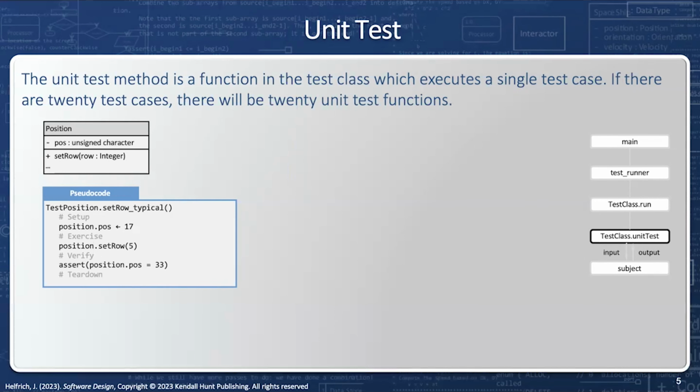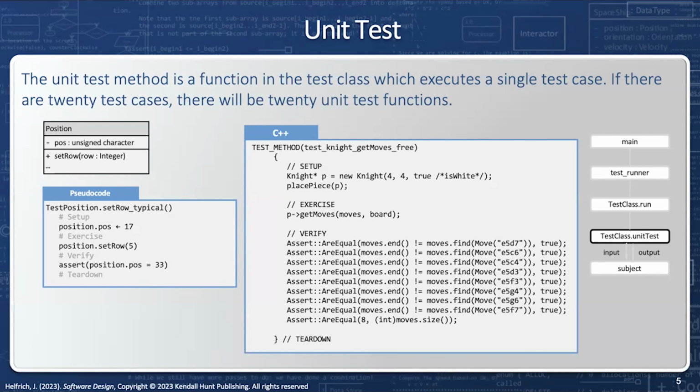Set row is the name of the method because I'm testing set row underscore typical, and this is going to be a typical test case. And of course, I have the setup, exercise, verify, and tear down phase. Now, this is, of course, pseudocode, but let's see what it looks like in the Visual Studio C++ unit test framework. In this case, I'm going to test a knight for the getMoves method, and the test case is called free. So I have that little test method macro that the C++ Visual Studio unit test framework adds to everything.